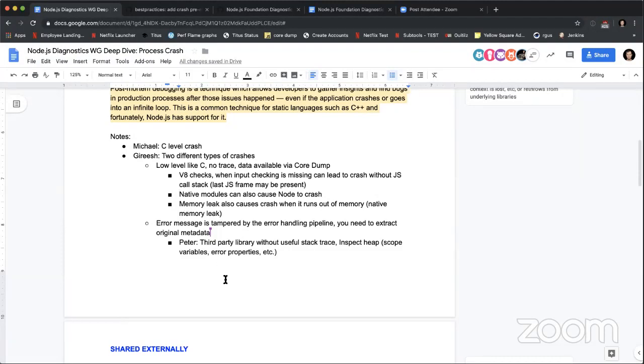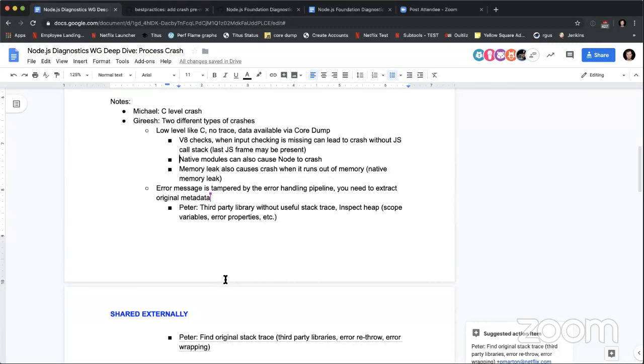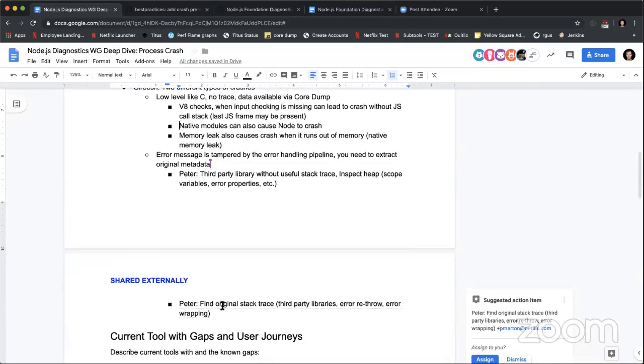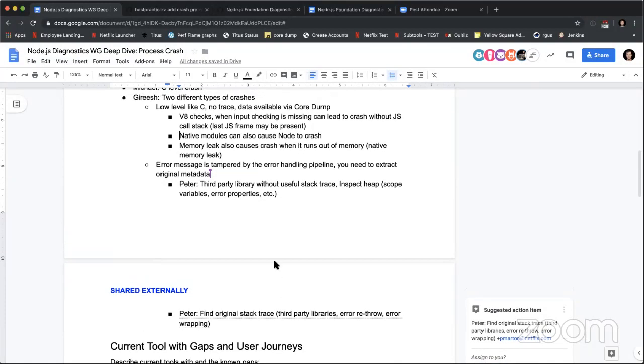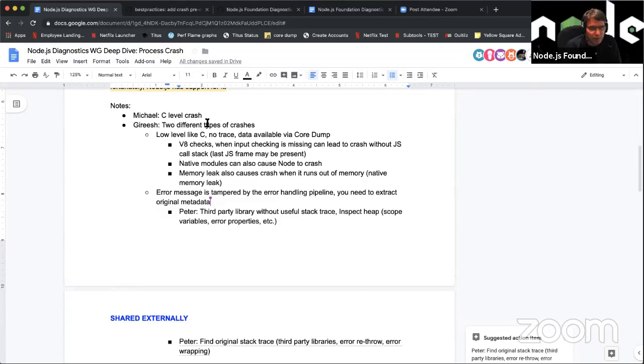And we have another bigger category, which is mainly when the error is tampered with by the error handling pipeline. A couple of examples: third-party libraries not doing a really good job of making the errors, and another can be that we are simply rethrowing errors, wrapping errors, or doing other things with the error, which causes the original error message and stack trace to be hidden in the console output. Is it a good summary of what we have now?